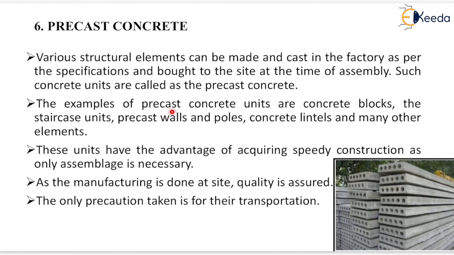The examples of precast concrete units are concrete blocks, the staircase units, precast walls and poles, concrete lintels and many other elements. These units have the advantage of speedy construction as only assemblage is necessary. As the manufacturing is done at the factory, quality is assured. The only precaution taken is for their transportation. Now precast concrete is shown here.